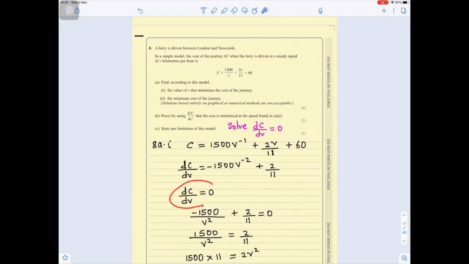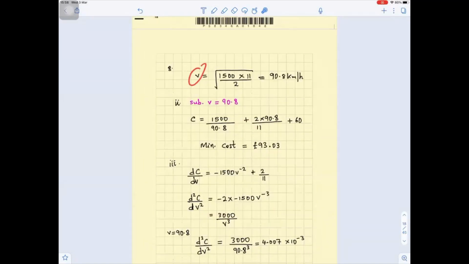Now we put dC over dV equals 0 since we want to minimize, find the minimum. So we put that expression equal to 0. If we take minus 1,500 over V squared to the other side, we get 1,500 over V squared equals 2 over 11. And we can cross multiply. 1,500 times 11 equals 2 times V squared. So that means V would be the square root of 1,500 times 11 over 2, which will give you 90.8 kilometers per hour.